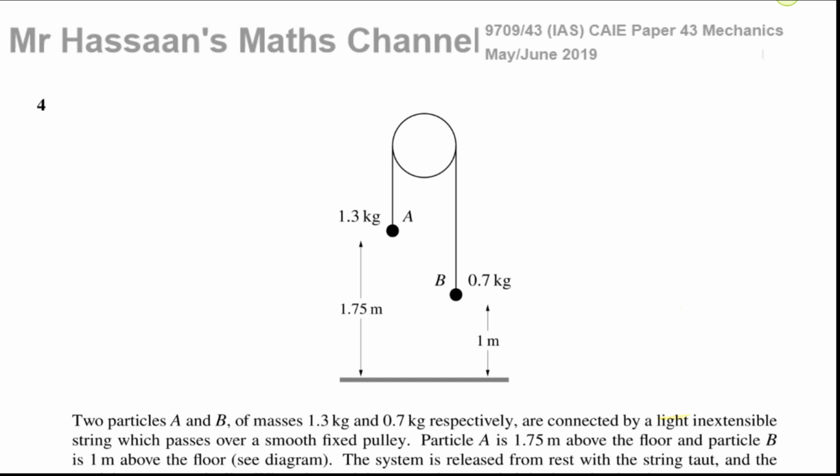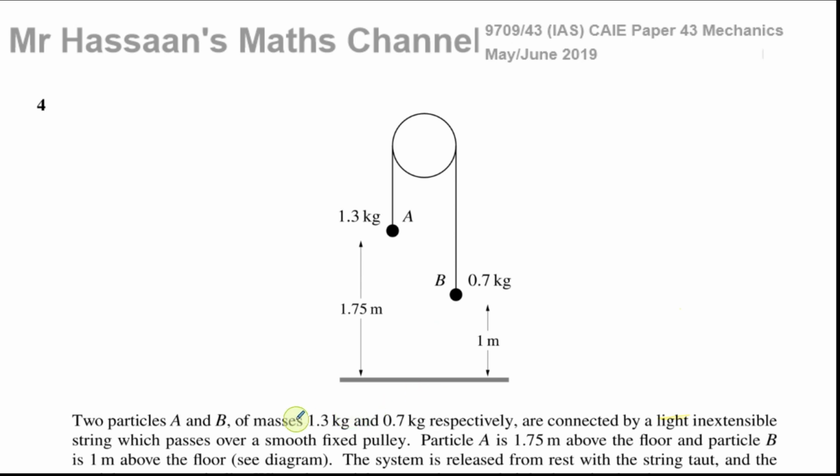Maths channel. I'm now answering question number 4 from the May-June 2019 mechanics paper of Cambridge 9709, paper 4, variant 3. We have a question here about connected particles and pulleys, and we are given this diagram.